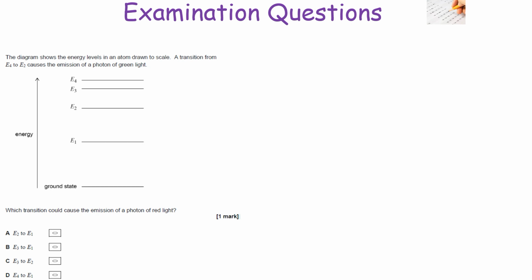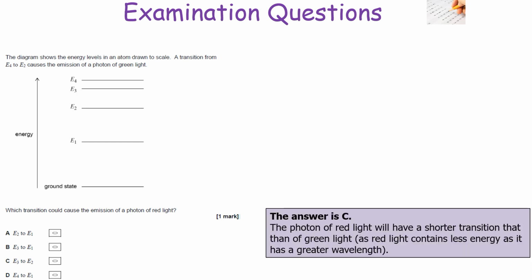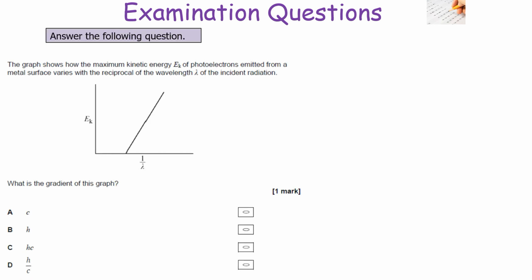Well, the answer for this one is C, because a photon of red light will have a shorter transition than that of green light, because red light contains less energy as it has a greater wavelength and therefore lower frequency, so the transition of energy levels needed to cause this is going to be smaller than that for green. So the only one which is a smaller transition than E4 to E2 is in fact E3 to E2.